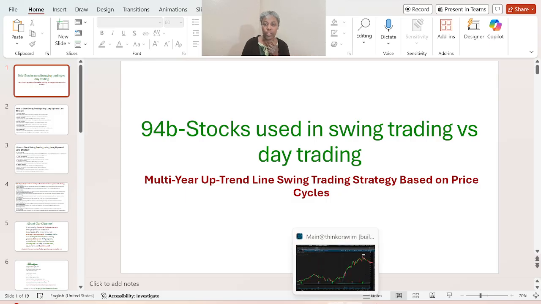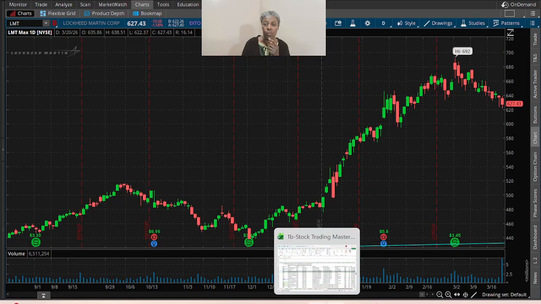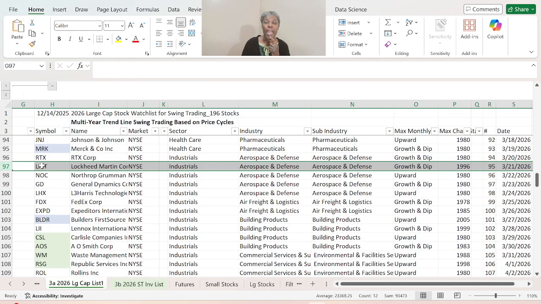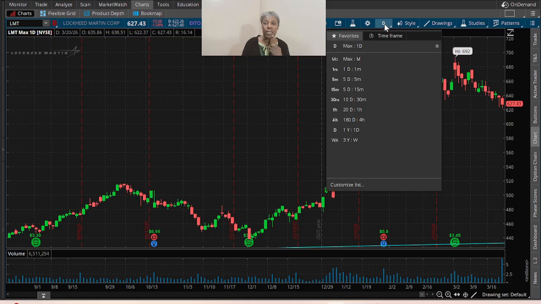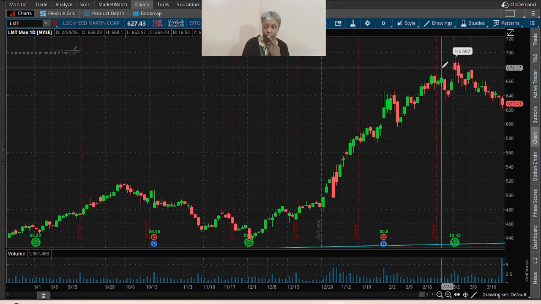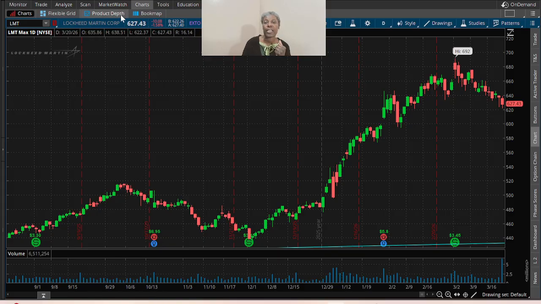my theory here. We are going to take an example of LMT, which is a large cap stock, and today is March 21, 2026. If we analyze LMT, for instance, using the maximum daily chart, LMT is a large cap stock, a growth stock, and the dollar amount per share is high.